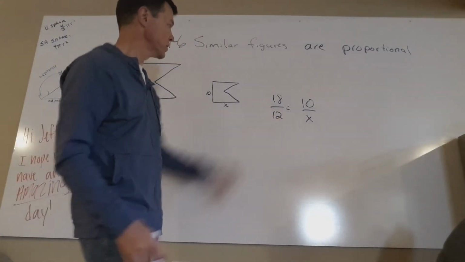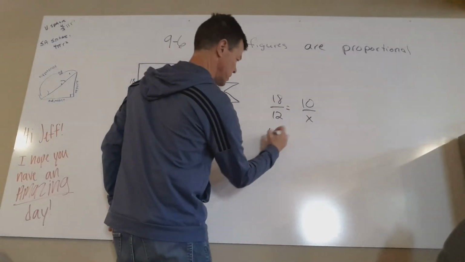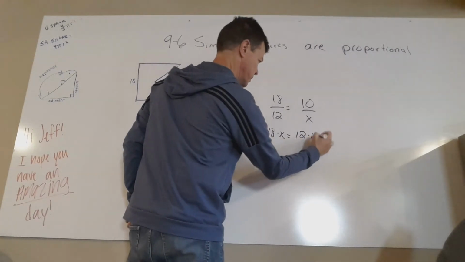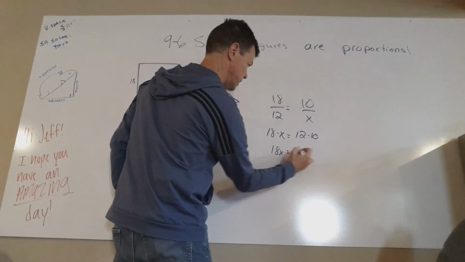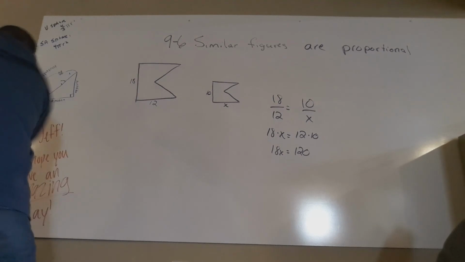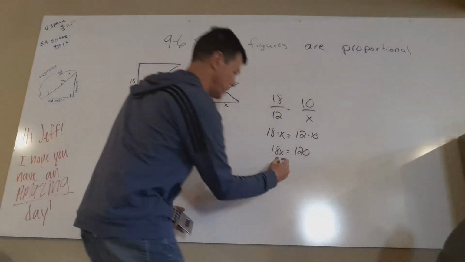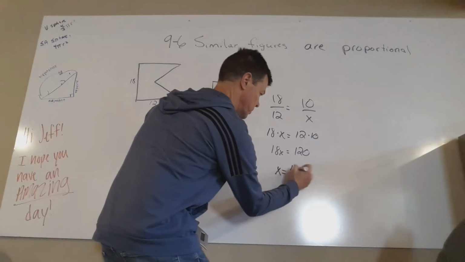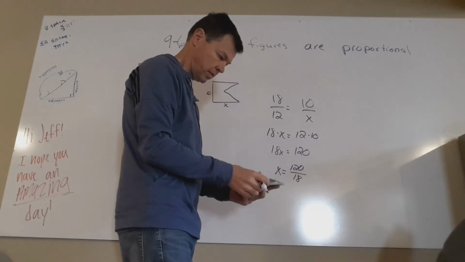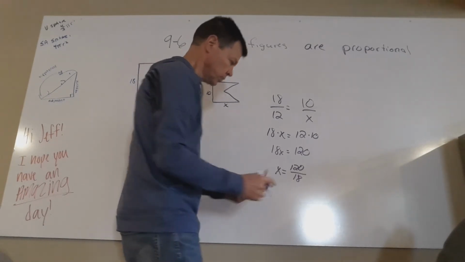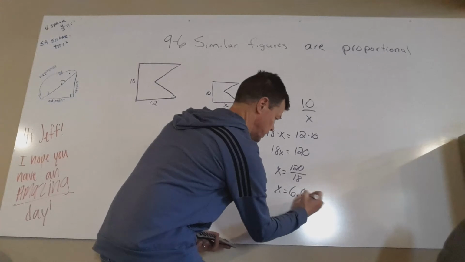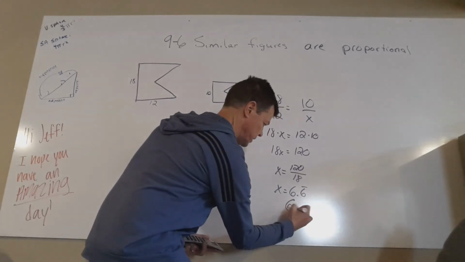Cross multiply to solve. 18 times x equals 12 times 10. So we got 18x equals 120. Divide both sides by 18 to solve for x. So you got x equals 120 divided by 18. x equals 6.6 repeating, or we just call it 6.7.